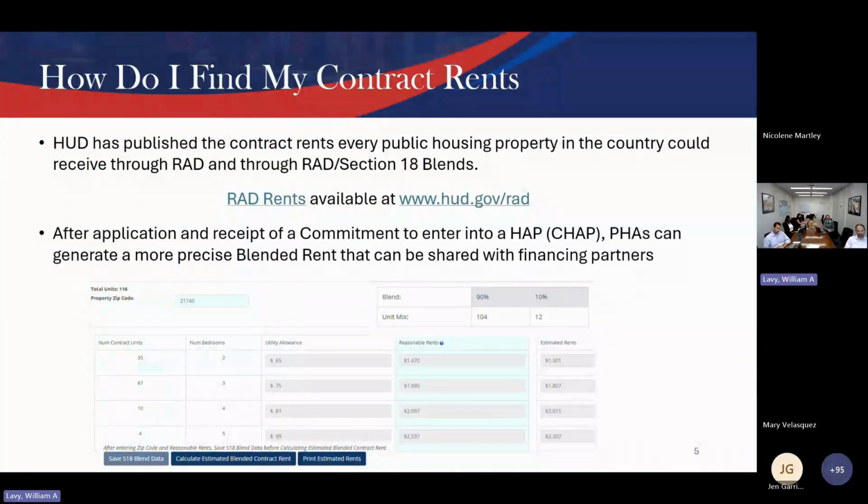Those are somewhat estimates because some of those things can be tweaked or need to be refined later on with some more information about utility allowances, and reasonable rents, and things like that. But it provides a really good start for your planning. Then once a property applies on the RAD resource desk, the PHA can enter in the additional information that we need to calculate the refined contract rents.